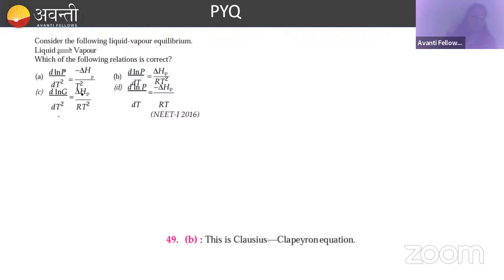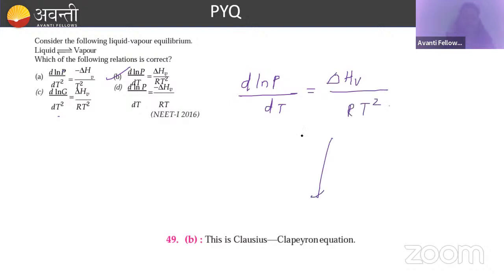So among these A, B, C, D, which is the Clausius-Clapeyron equation? So this is the Clausius-Clapeyron equation: d ln P by dT is equal to delta H_V, that is heat of vaporization, divided by RT squared. So this is the Clausius-Clapeyron equation, and please remember this equation.